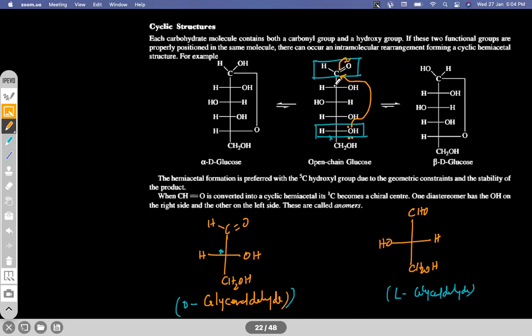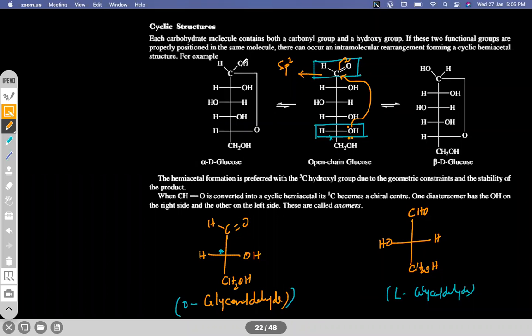Okay, so this carbon atom is sp2 hybridized here. Initially, it was sp2 hybridized. So this attack is possible from any side, from the top or from the bottom. Both ways it's possible. One side attack will lead to OH on the right side and another one will lead to OH on the left side.